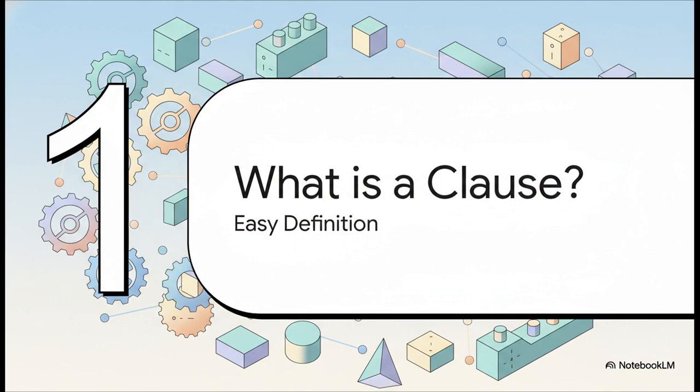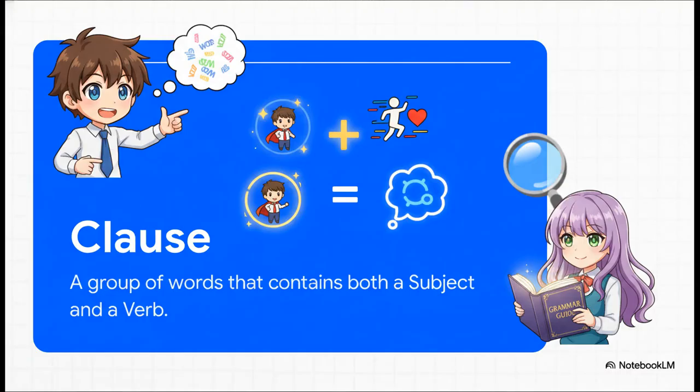Okay, first things first. Let's start with the absolute foundation. What even is a clause? And here it is, the big secret. It's actually a super simple formula. For a group of words to be a clause, it has to have two things: a subject, the person or thing doing something, and a verb, the action itself. That's it. Subject plus verb.